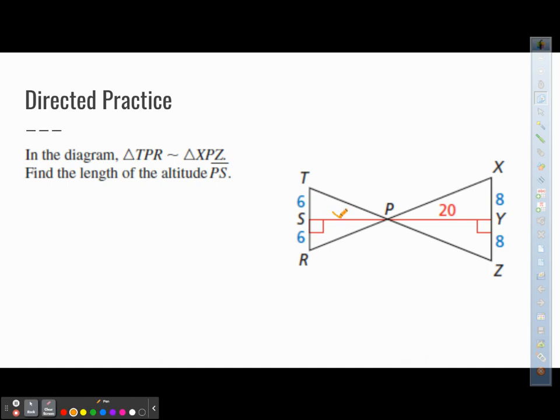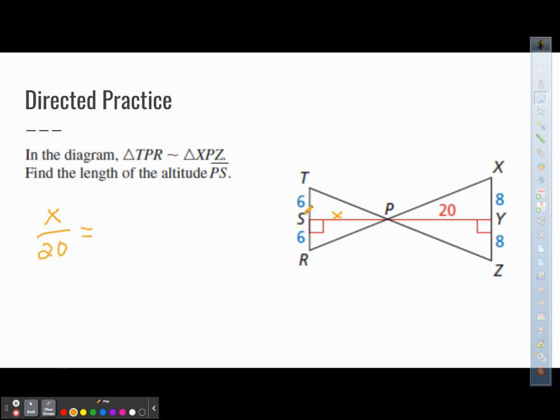X. I do know the side length though. So let's put an X there. Now set up your proportion. X represents this altitude, so which number would it correspond with over here? 20. The 20. So you would do X over 20 equals.